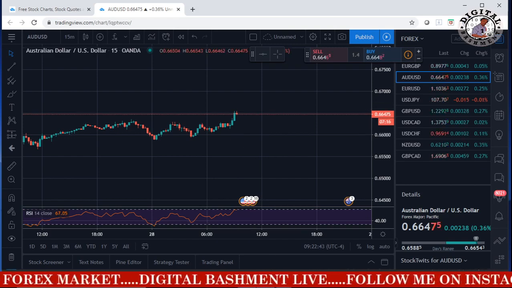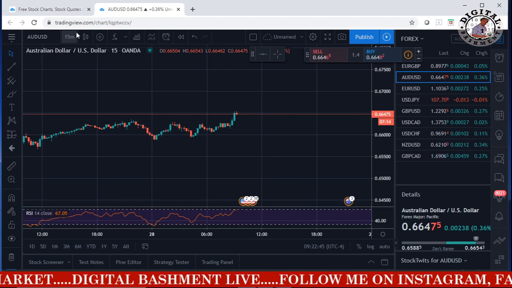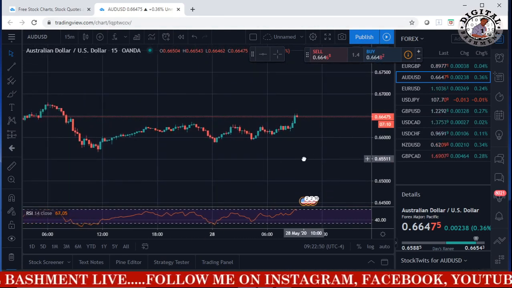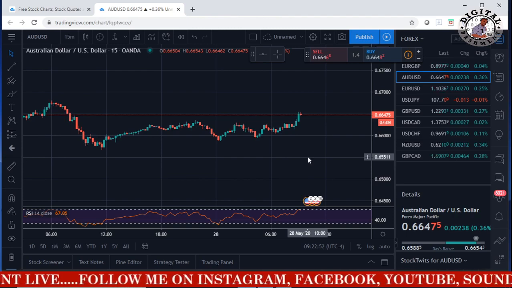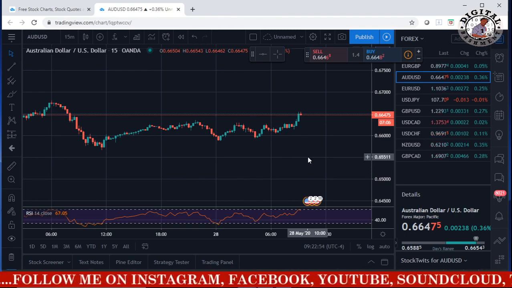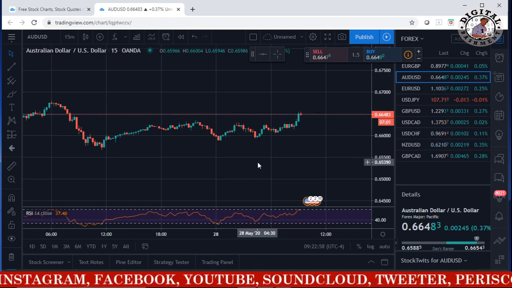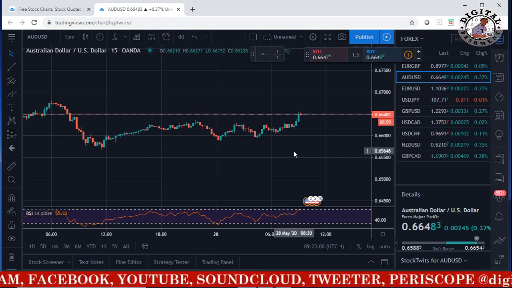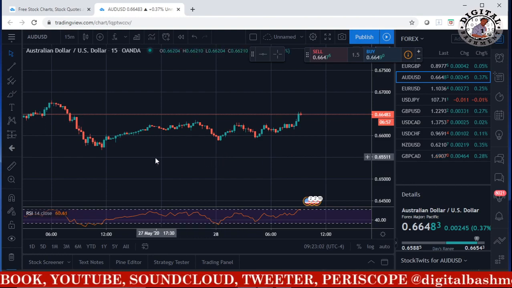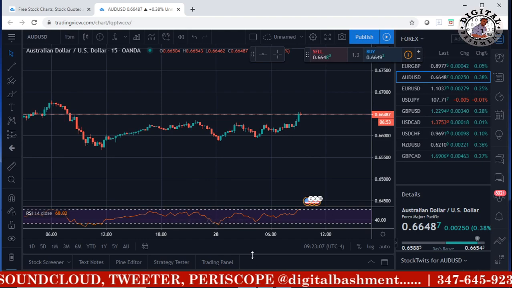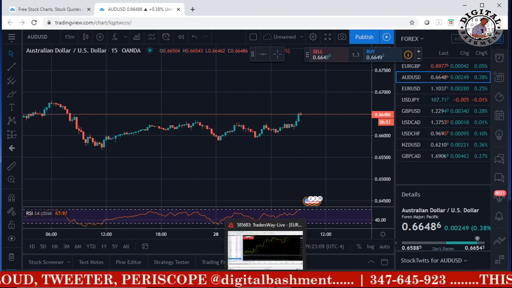Alright, let me explain the reason why I use TradingView first: it allows me to see better. I can see the graph better. I can scroll in, scroll out, zoom in, zoom out, I can see it much better. Then I go to MetaTrader.